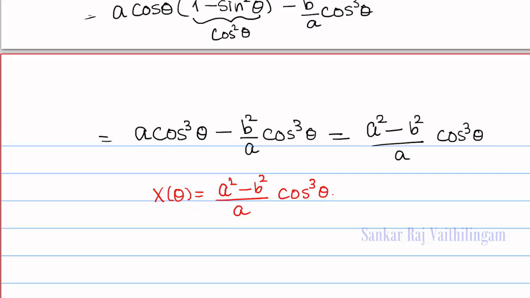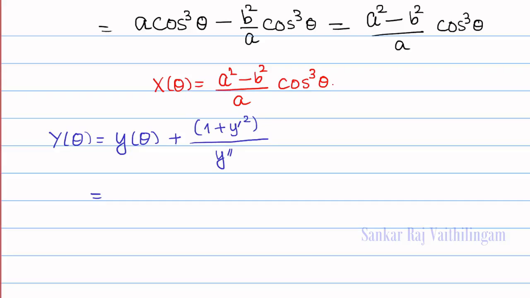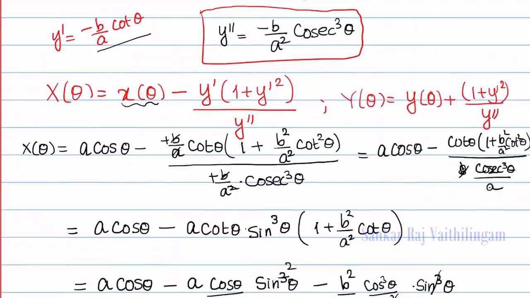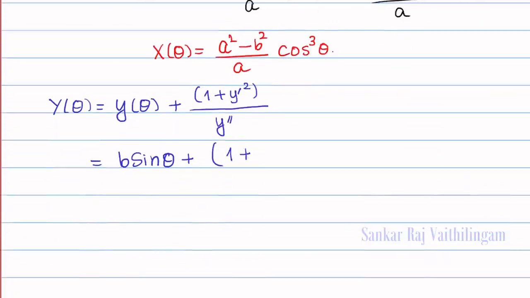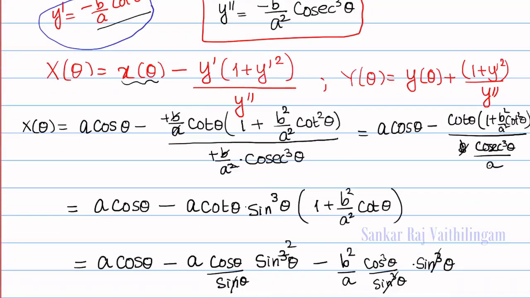Okay. Now let us calculate our y value. What is the formula for the y value? It is simple: y of theta is equal to small y of theta plus 1 plus y dash square, divided by y double dash. Substituting, y of theta is b sin theta, and y dash is minus b by a cot theta. So y dash square is b square by a square cot square theta, divided by y double dash, which is minus b by a square cosecant cube theta.